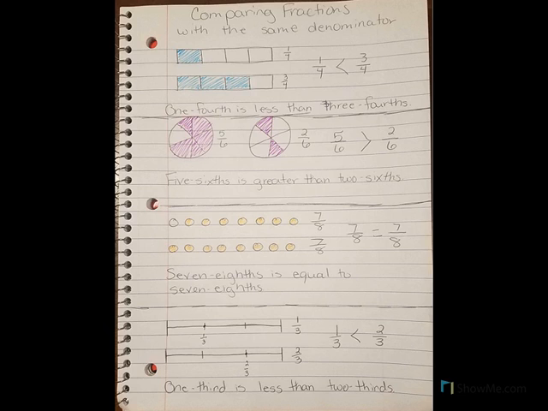So remember that when you have the same denominator, the number that's really going to tell you whether it's greater than or less than is the numerator, because both fractions should be broken up into the same amount of pieces. So you just need to look to see how many are represented in the first fraction compared to the second fraction. Make sure that you have all your notes written down.